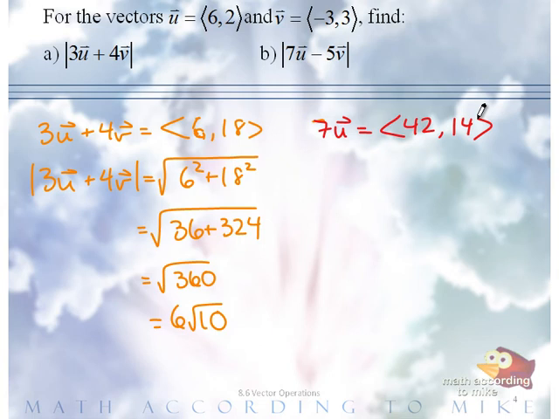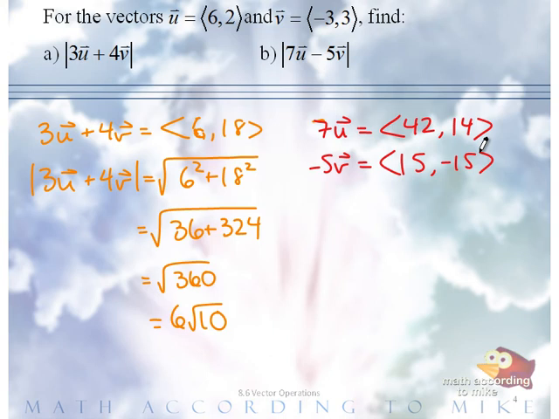And negative 5 vector v would be what? If only there was printouts. 15, negative 15. So to find 7 vector u, you multiply the component form of vector u by 7. So 7 times 6 is 42, and 7 times 2 is 14.